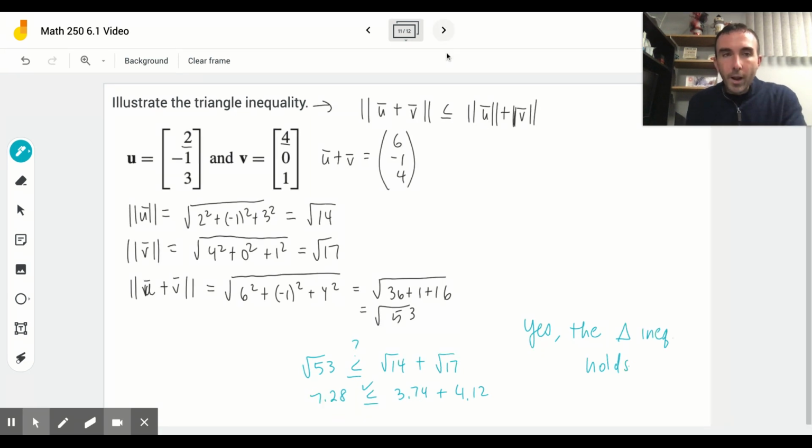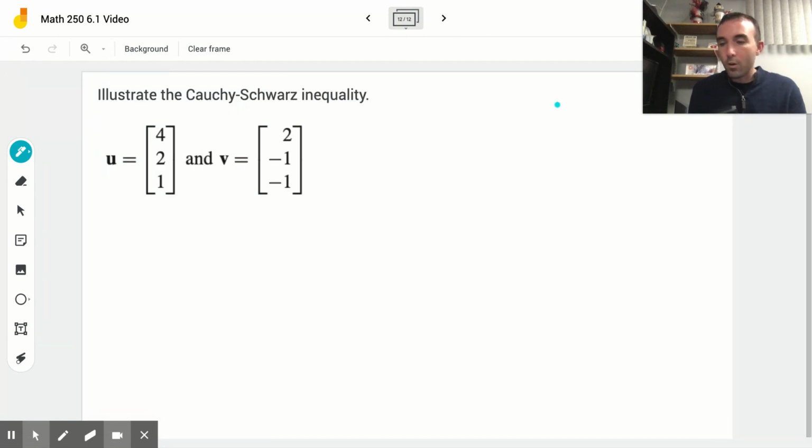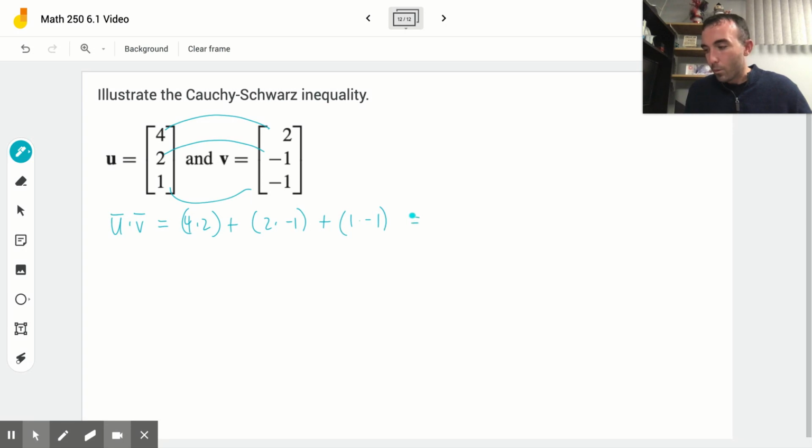And for our last example, we're going to take a look at illustrating the Cauchy-Schwarz inequality. So here we want to show that the dot product of the two is less than the product of the norms. So first, let's calculate the dot product of the two. So that would be 4 times 2 plus 2 times negative 1 plus 1 times negative 1, which is 8 minus 2 minus 1, or 5.